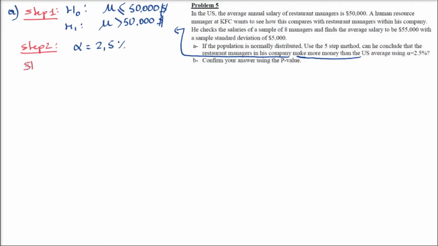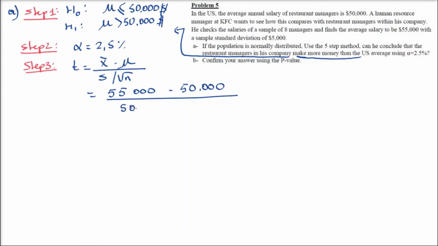In the second step, we state our level of significance, which is 2.5%. In step 3, we calculate t-value. We use the second formulas and we get a t calculated of 2.828. In step 4, we set our decision rule.